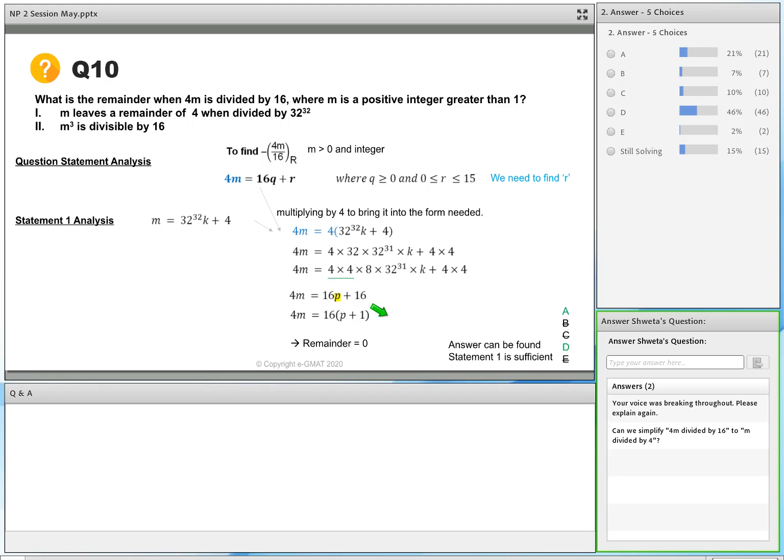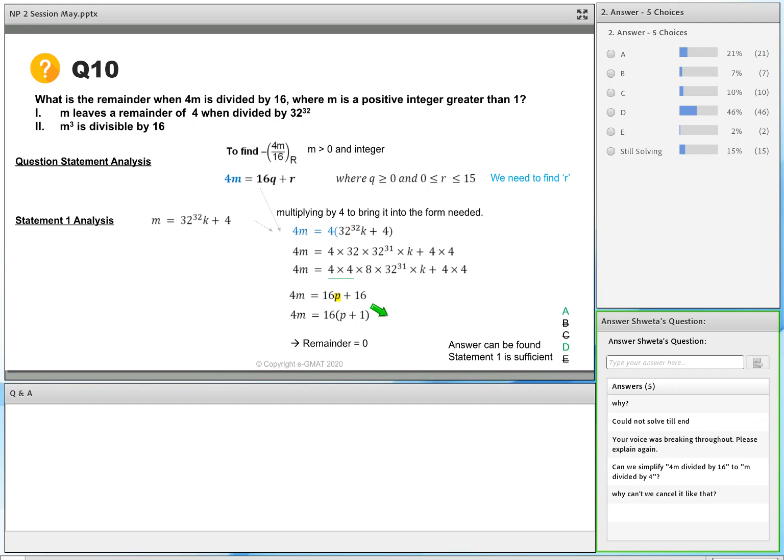After this, I am going to go for your internet might be a problem because I can see my connection status as excellent. Can we simplify 4m divided by 16 to m divided by 4? No, no, no, no. I'm glad you asked this. So you cannot cancel it out like that. Nope. Could not solve till the end. That was the problem. Okay.